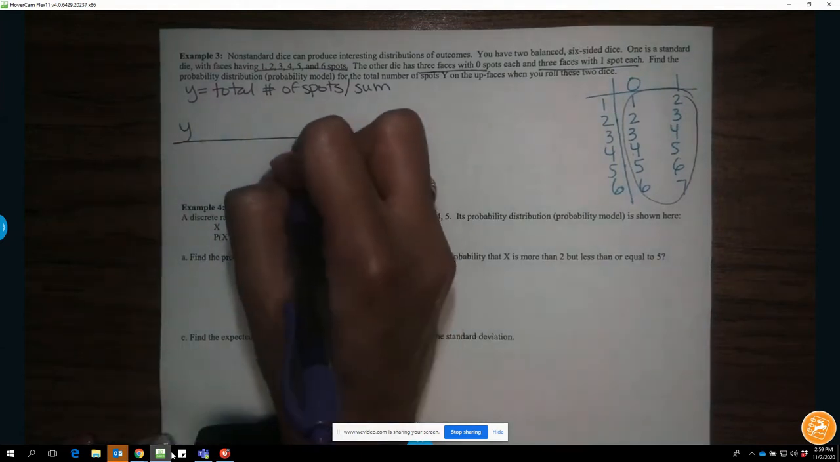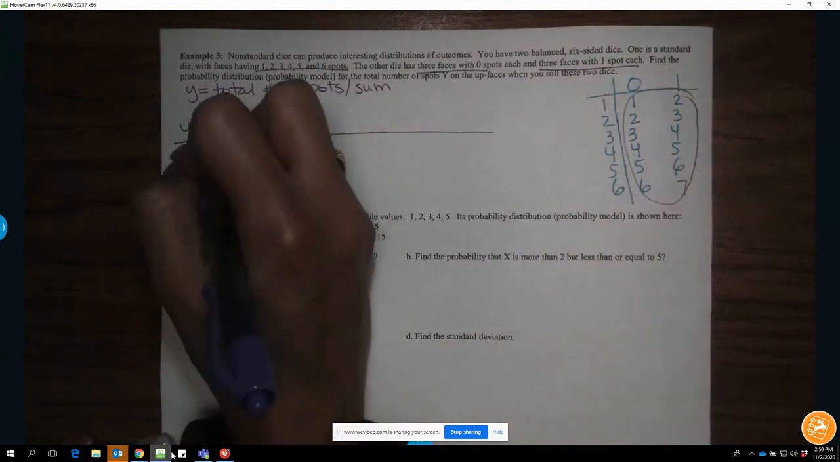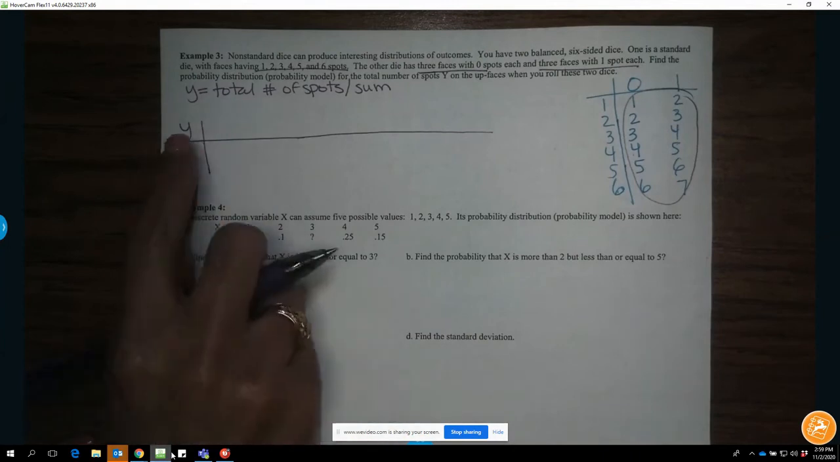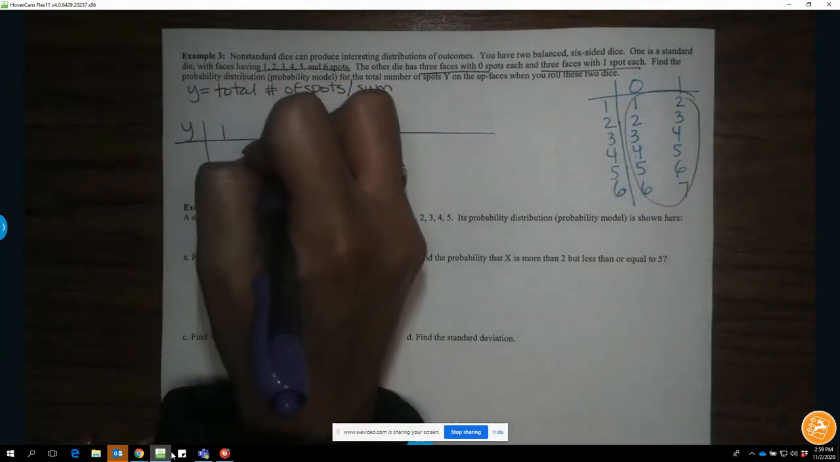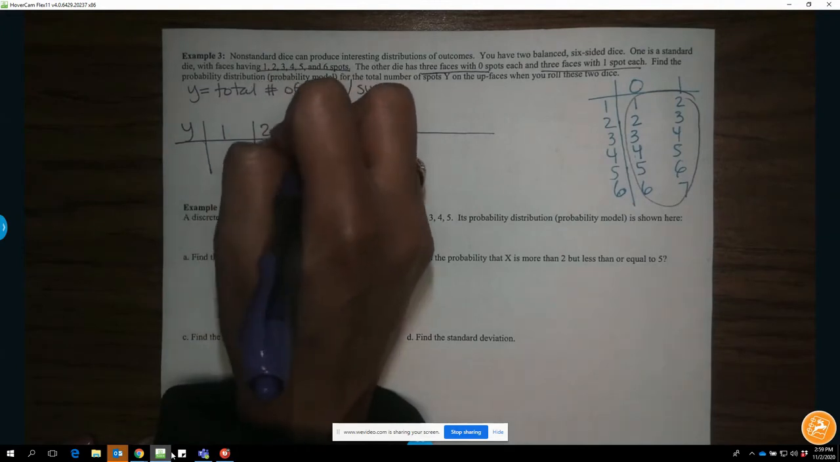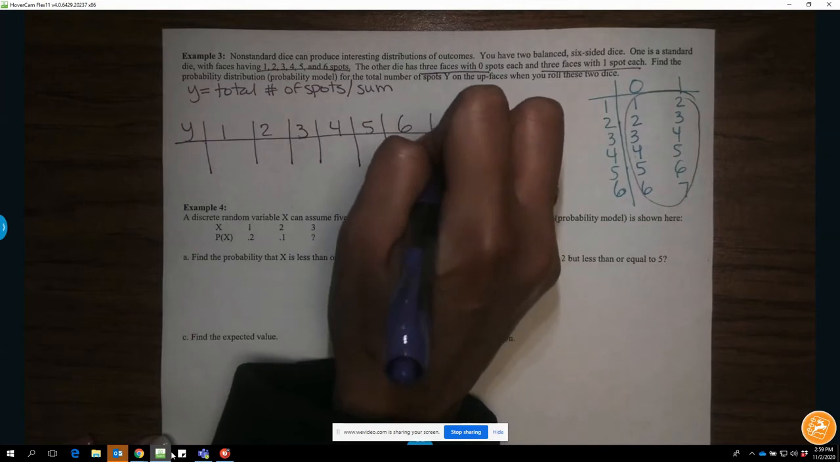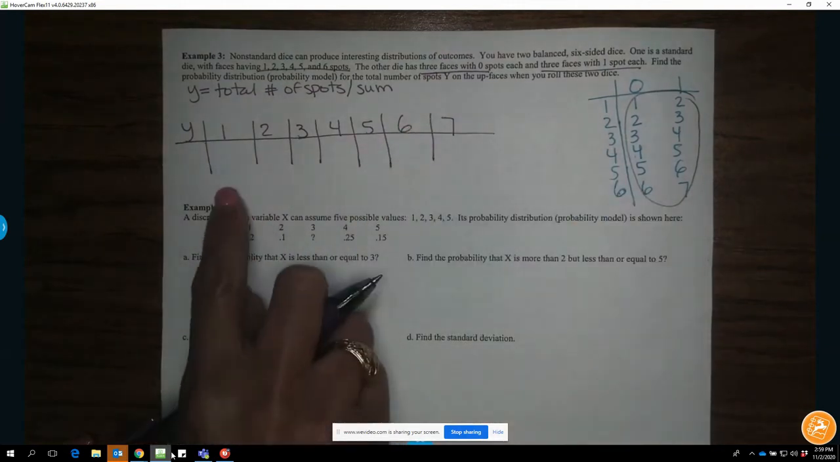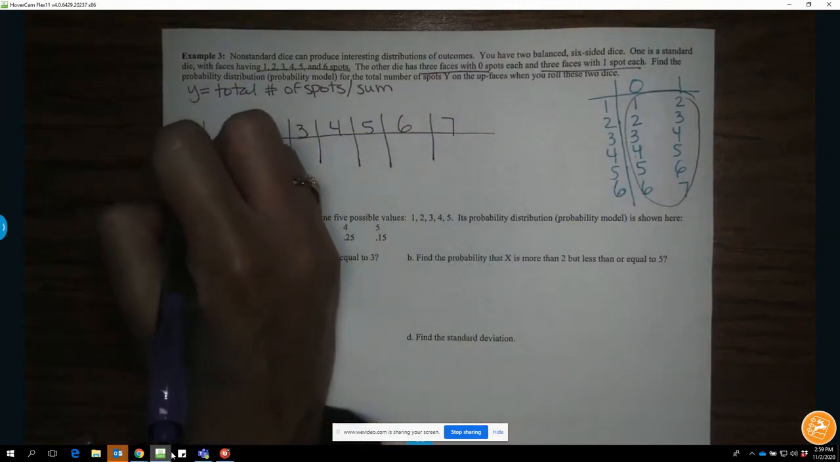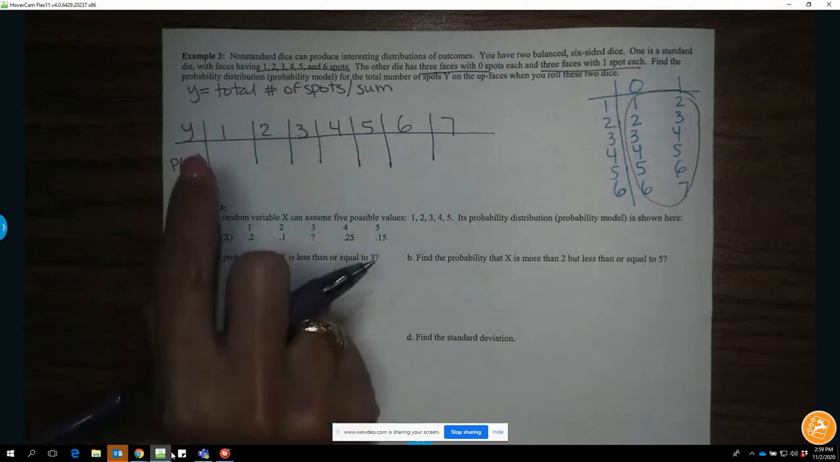Remember, you make a table. For the y, you list all the possible values for y. So you list all the possible sums, which I just said were 1 through 7. So 1, 2, 3, 4, 5, 6, 7. And now for the second row, you're supposed to find the probability of each of those y values.